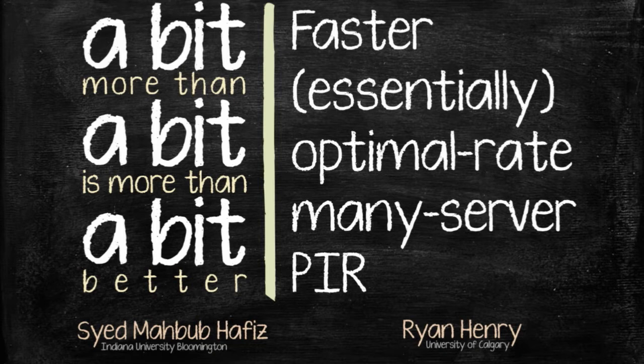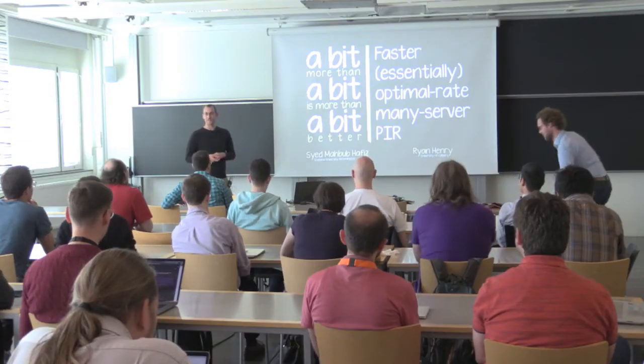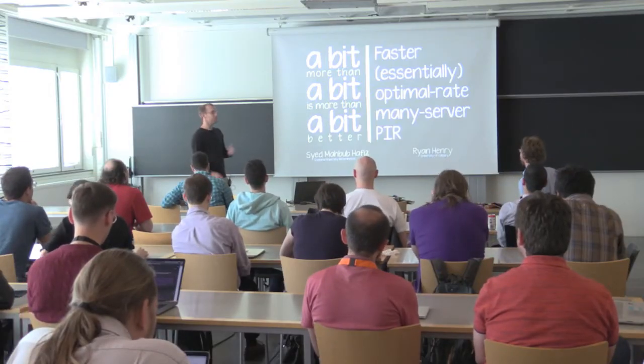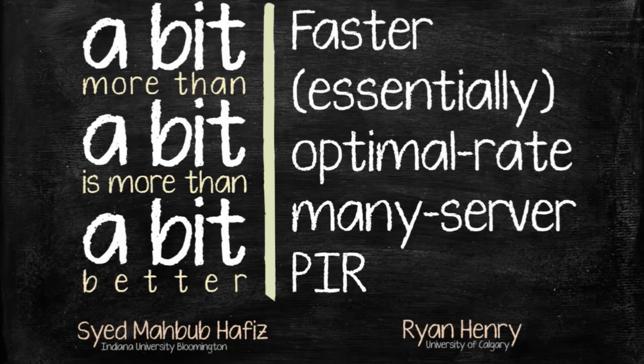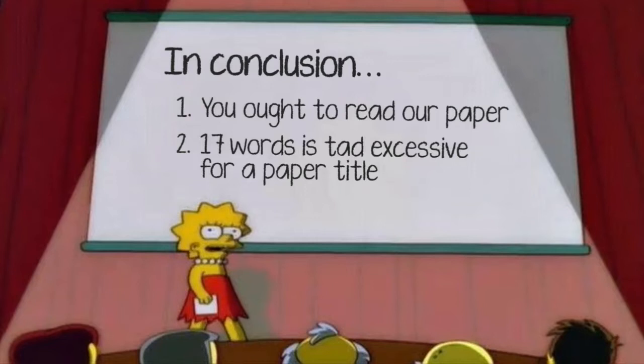Yes, so I am indeed presenting a paper with a tongue twister for a title. I will try to say it again as well. The paper title is A Bit More Than a Bit is More Than a Bit Better, Faster, Essentially Optimal Rate, Many Server PIR. In fact, it's the second half that's harder to say than the first half, which is weird. And I think now that I've read that title, I'm probably out of time. So I will just wrap things up and say, in conclusion, you should read the paper. It's great. And 17 words is a tad excessive for a title, just for future note.